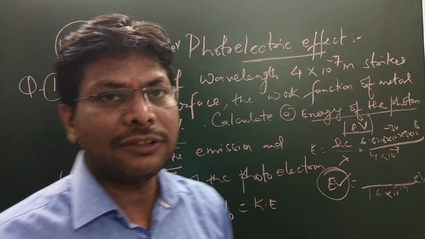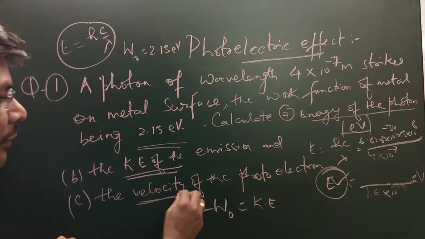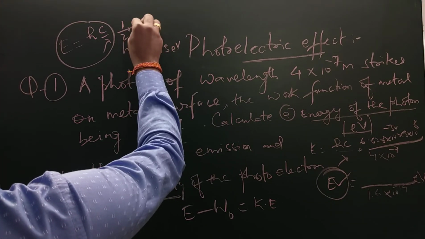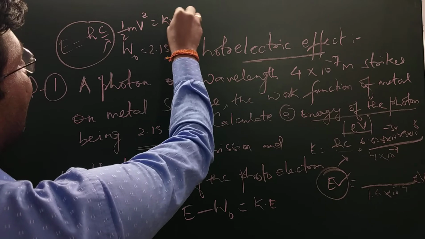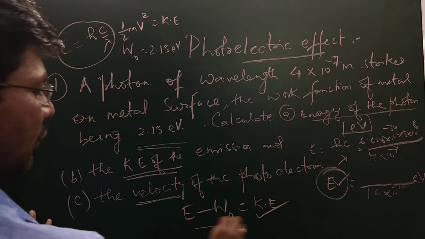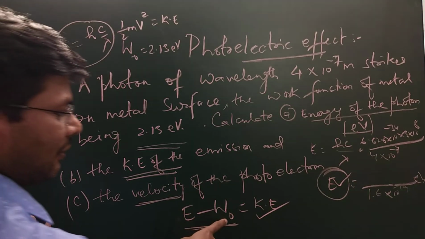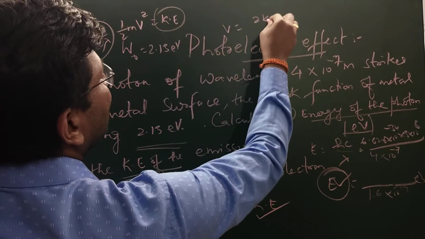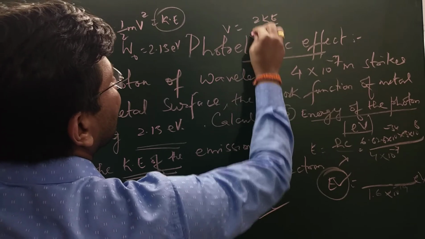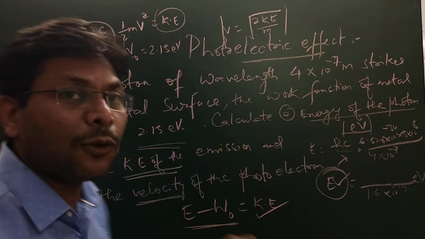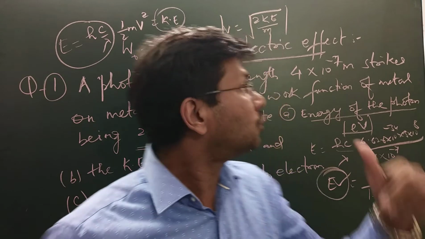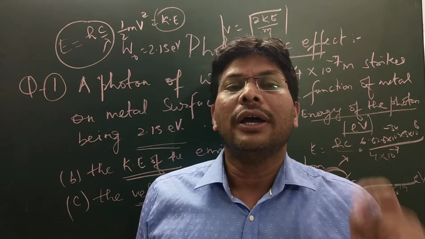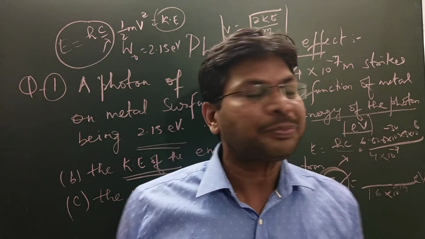And from the kinetic energy value, you can find out the velocity also. Half mv square is equal to kinetic energy, which you already know from subtracting the work function from the energy. So velocity will be root under 2 into kinetic energy upon m. Use this formula, but make sure that your velocity will be in meter per second, so use the kinetic energy in joule rather than in electron volt, because joule is the SI unit of energy.